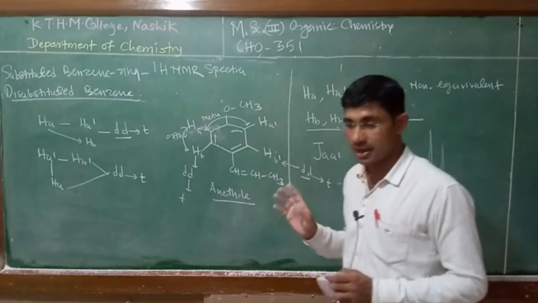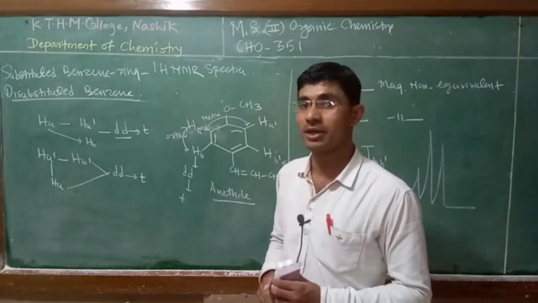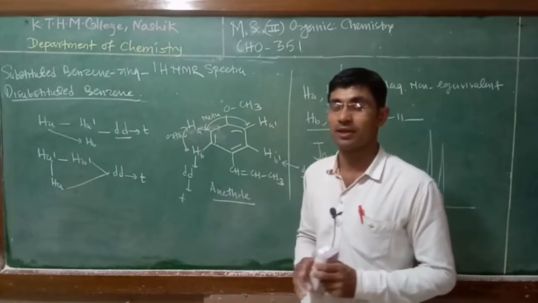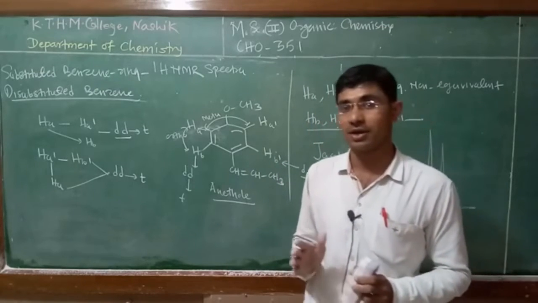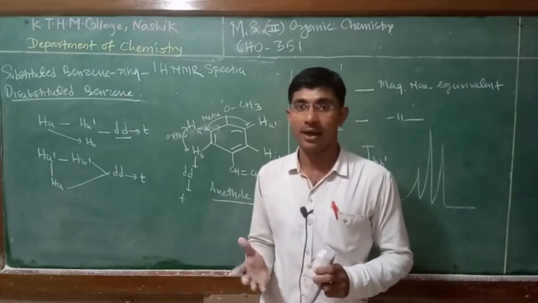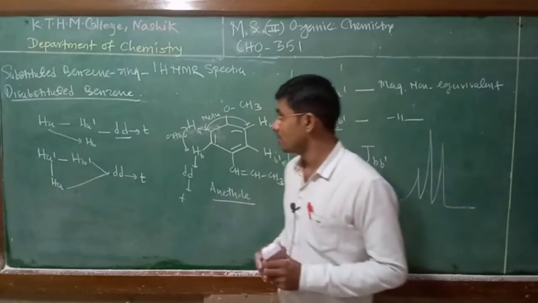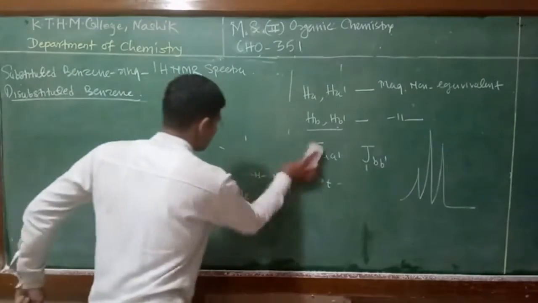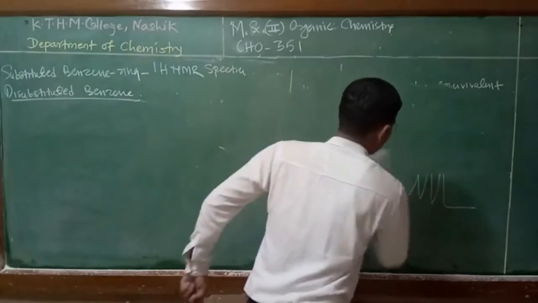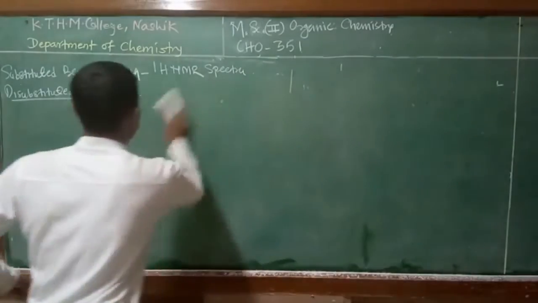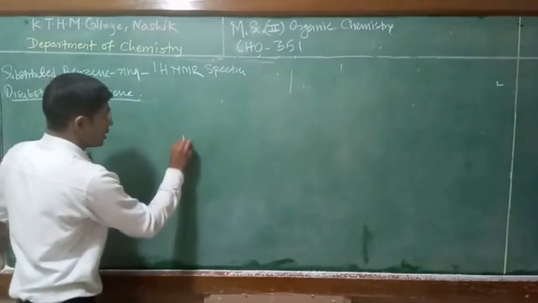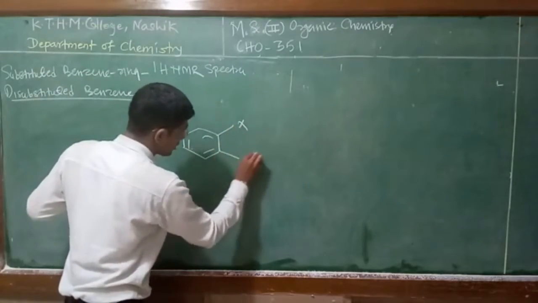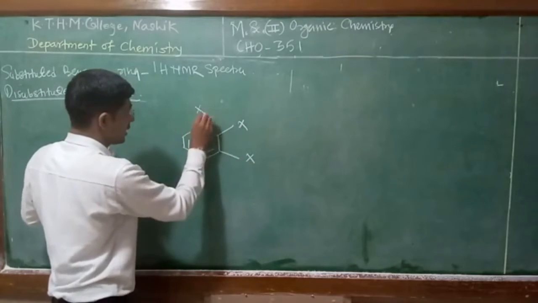This is the para disubstitution pattern, in which both groups are not the same. So this case is known to us. In previous lectures I taught the topic of magnetic equivalency. Next case, in disubstitution pattern, that is the ortho disubstitution pattern. In ortho disubstitution pattern, suppose we consider both groups are the same here, X and X.